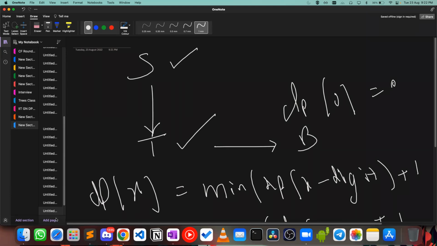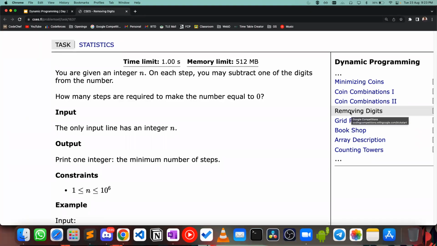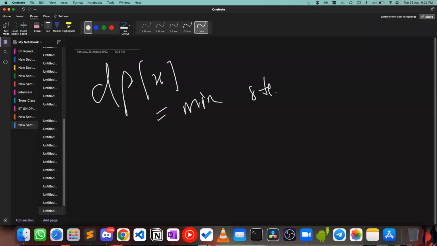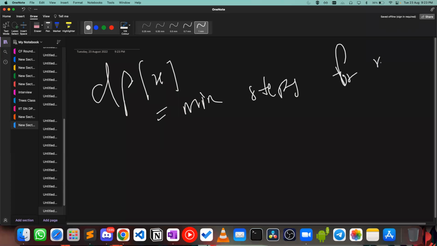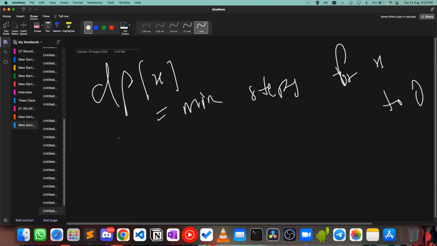Now, what is the final subproblem? Look at the problem statement. What does it want? It wants you to find out the minimum steps to convert n to 0. Look at the state. What is your state telling you? dp of x equals the minimum steps for x to 0. What is the final subproblem now? The problem statement wants you to find out the same value for n being the number given to you. So what is the final subproblem? dp of n. Right, perfect.